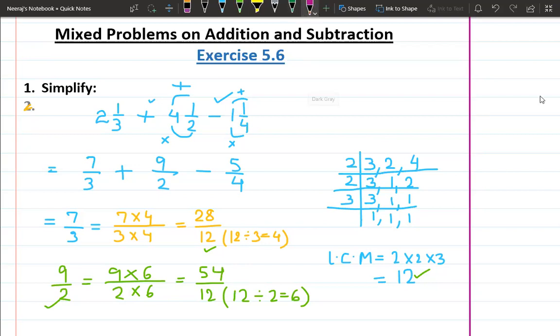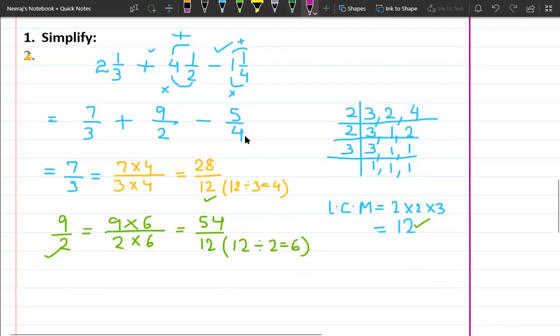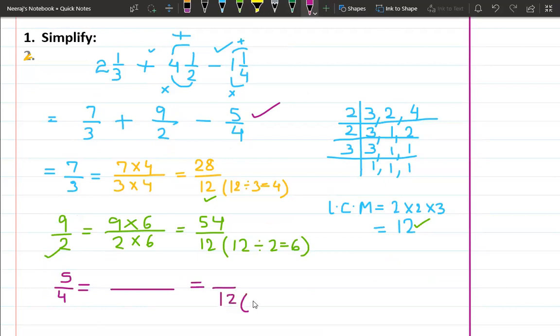Right. And now the next is 5 by 4. So you have to write 5 by 4. Now again I have to make its denominator the same. What do I have to do again? I will divide 12 by 4. So what will you get? You will get 3, because we know that 12 divided by 4 is 3. So 5 into 3 and 4 into 3. So the numerator will become 15 and the denominator you will get is 12.